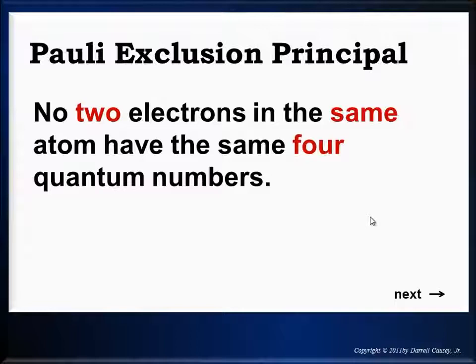Pauli exclusion principle: no 2 electrons in the same atom have the same 4 quantum numbers. They might have 2 or 3 of the same quantum numbers, but in the same atom, the spin number will be different. Even if they have the first 3 the same, the spin number will be different.